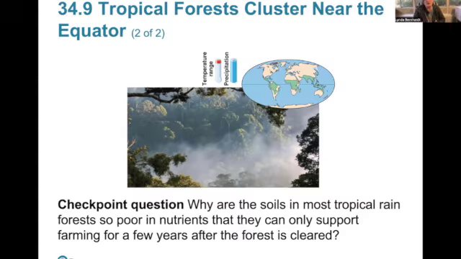This is not a good idea, not just because we're losing an incredibly important biome, but because it will not last as good farming. So I kept this checkpoint question because it asks, why are the soils in most tropical rainforests so poor in nutrients that they can only support farming for a few years? So every time they clear out part of a rainforest, it's only successful at farming for a few years, and they just destroyed centuries of growth for a couple of years.